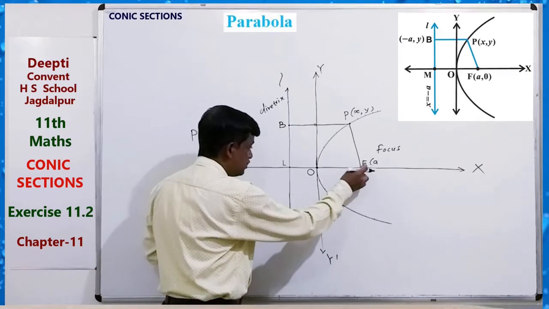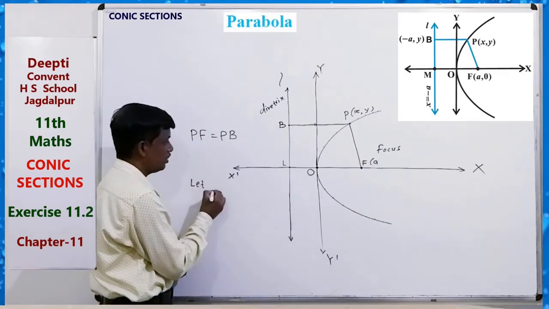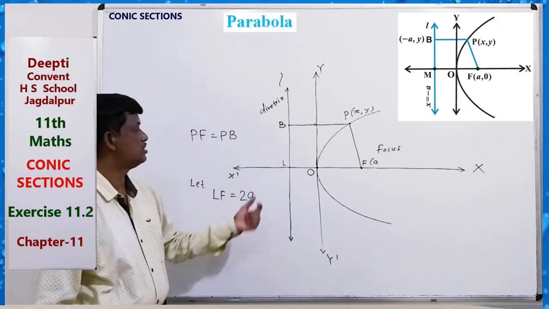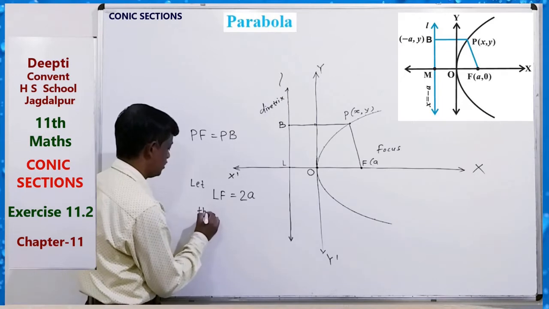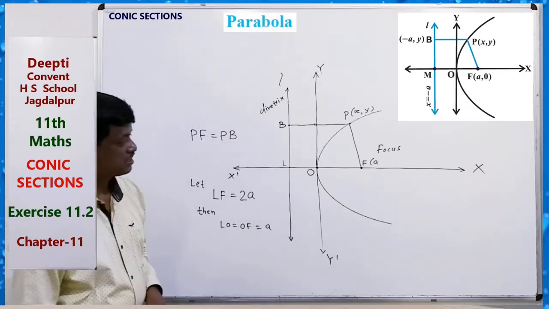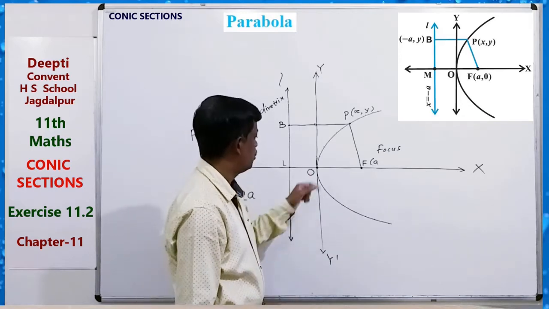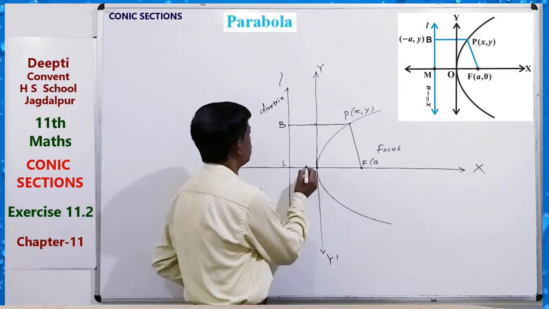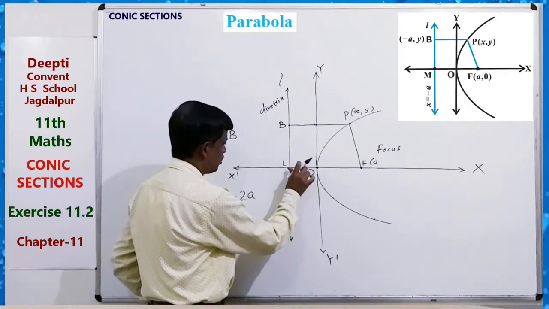Now suppose the distance between the directrix and the focus is 2a. So let LF equal 2a. It is our supposition. Suppose this distance between the focus and this directrix is 2a. Then LO equals OF equals a, because O is also a point on the parabola, and its distance from this line and this point is the same. So this is a, and this is also a. You can draw a line here.